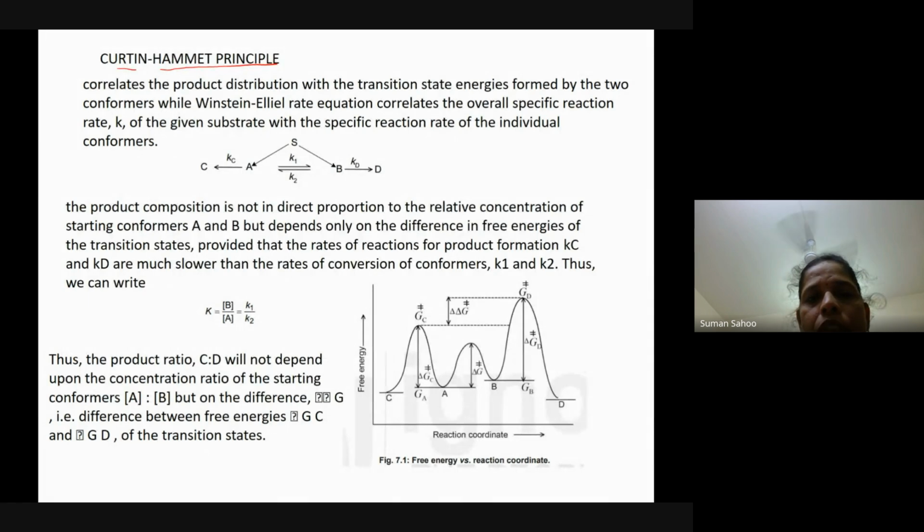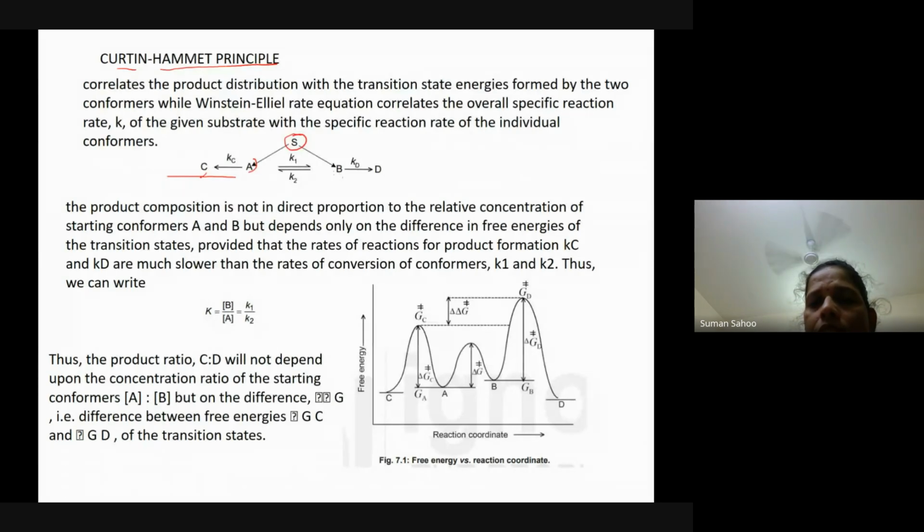Okay, suppose we have this substrate. It has two conformers, A and B, and they are interchangeable. This A can be converted to B or B can be converted to A, but A is going to give rise to a different product and B is going to give rise to a different product. Suppose their rate constant for this is Kc, this one is Kd, and these ones are K1 and K2.